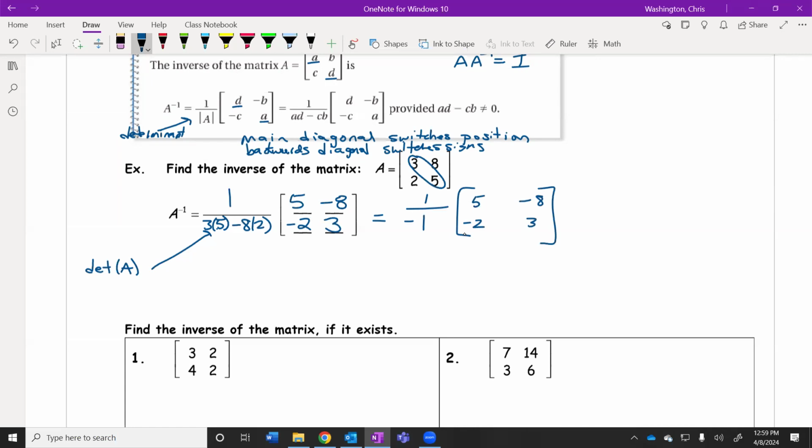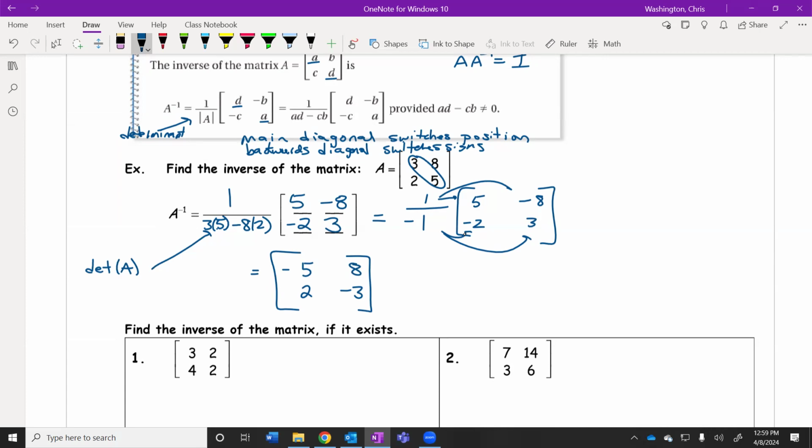So this is just a scalar multiplication at this point. We learned that before. And how do we simplify scalar multiplication? We just distribute that scalar to every single element in that matrix. So we're just going to multiply this by all of those. So we get -1 times 5 is -5. -1 times -8 is +8. -1 times -2 is +2. And -1 times 3 is -3. And that -5, 8, 2, -3 is the inverse of the matrix that we first started with.